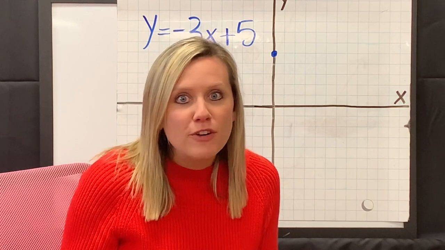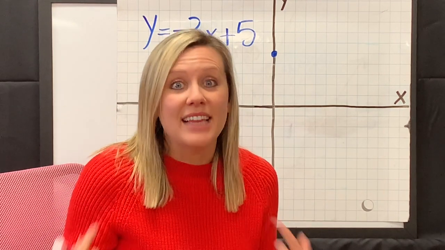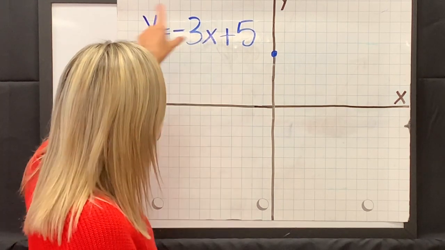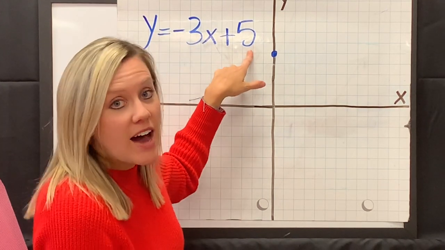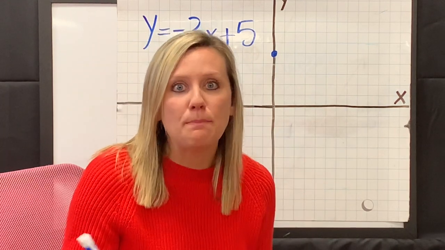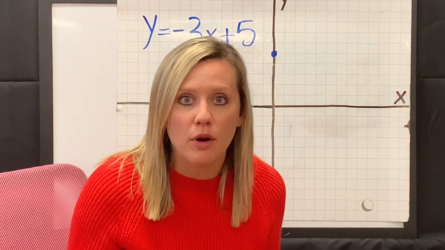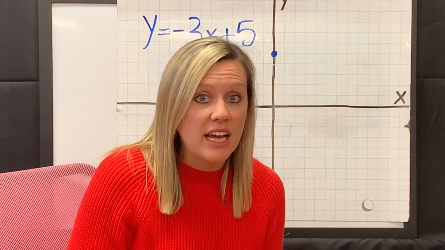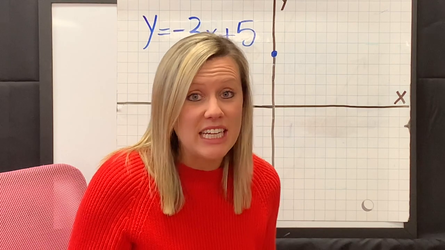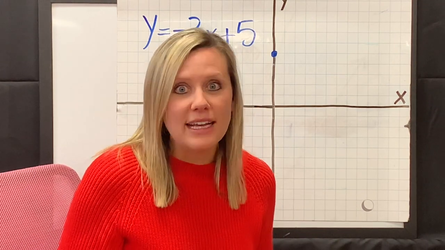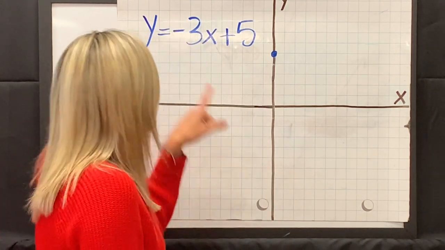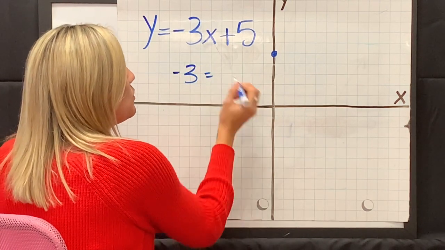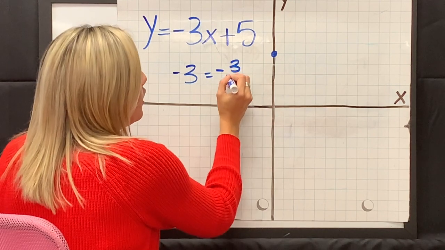Now, the difference between this equation and the last equation is this is a negative 3. So this would be like I have $5 in my pocket and I spend $3 an hour. So pretty soon I am going to run out of money and start going in debt if I keep spending that money. So let's see what this line looks like. Negative 3 as a fraction is going to equal negative 3 over 1.